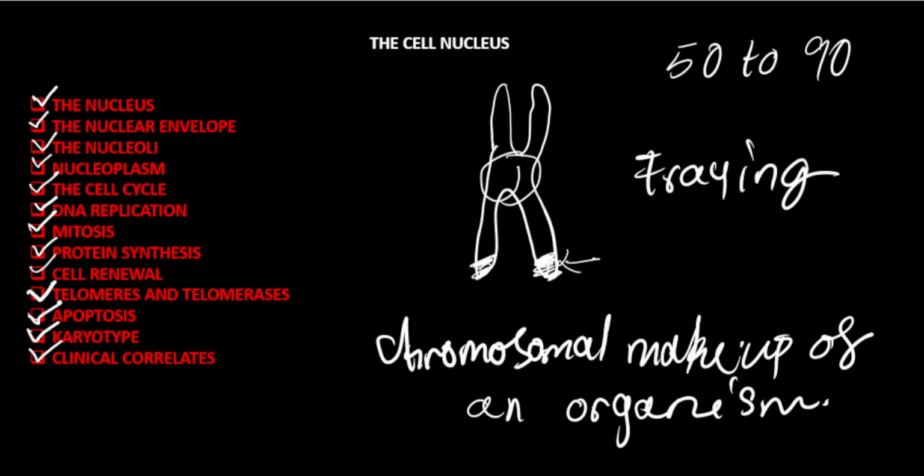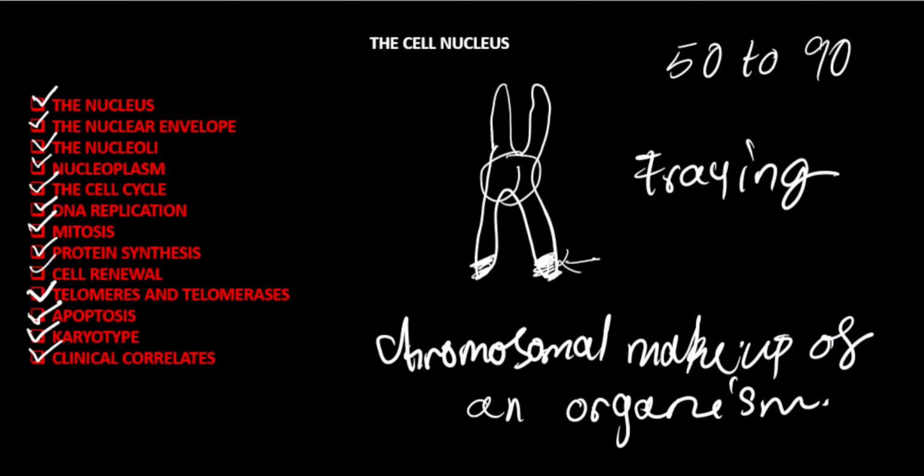Alright, so far we have considered the nucleus. We said the nucleus is the information center of the cell, kind of like the CPU. We considered the nuclear envelope. Then we went on to see the nucleoli. We went on to see the nucleoplasm. We went on to see the cell cycle, which we said is divided into the interphase and the cell division. We said the interphase is divided into the gap 1, the synthesis, and the gap 2. And we said cell division is in two stages: mitosis and cytokinesis.